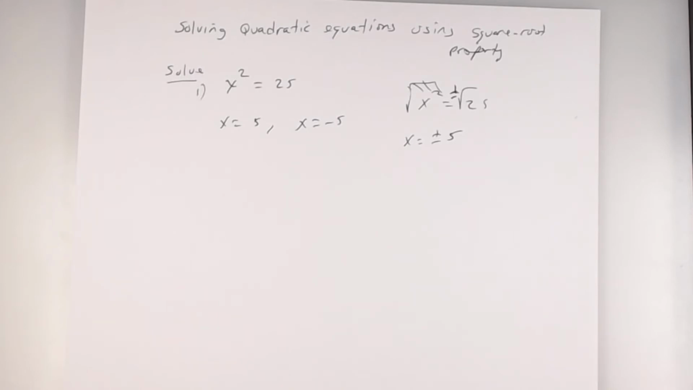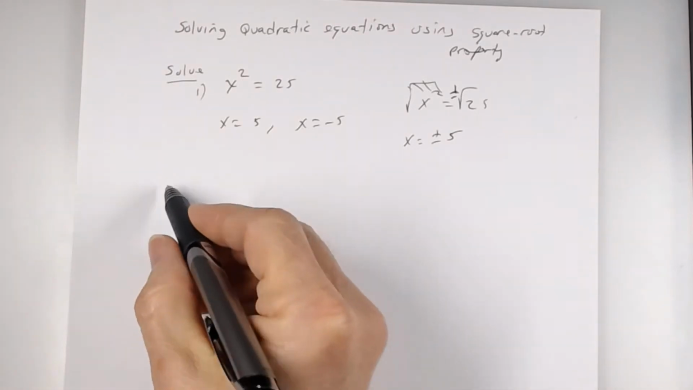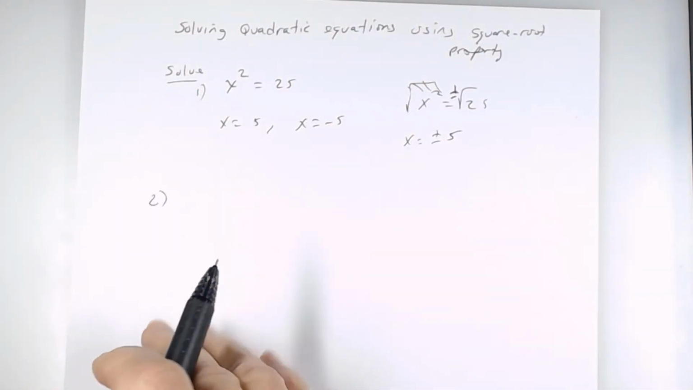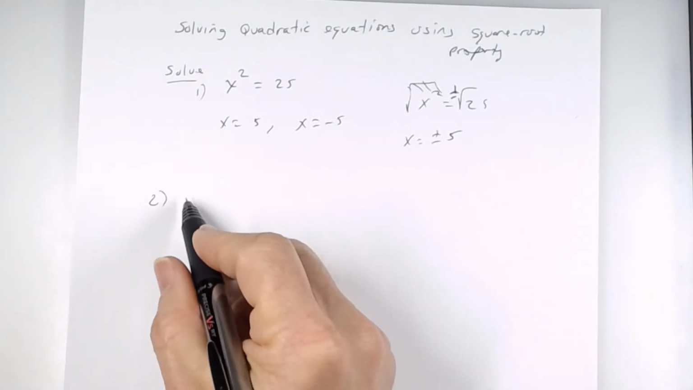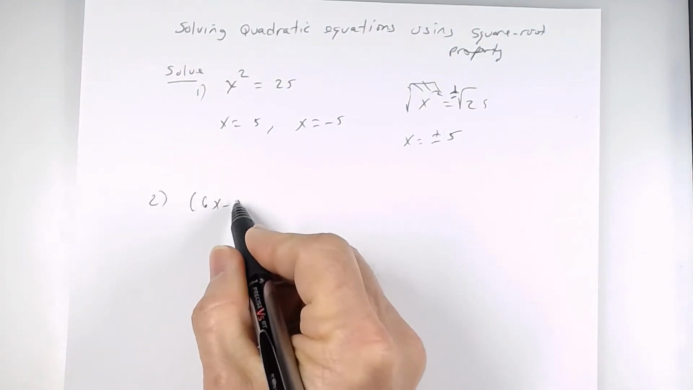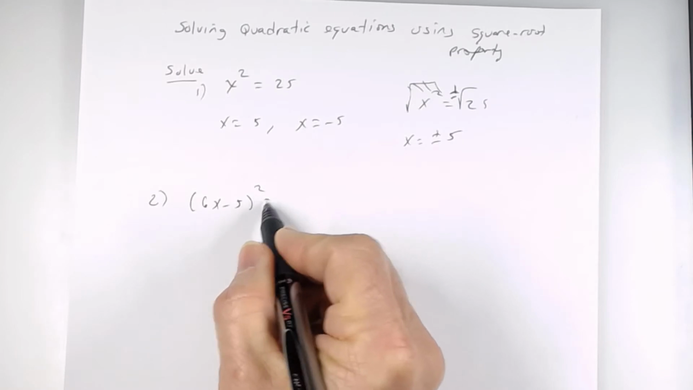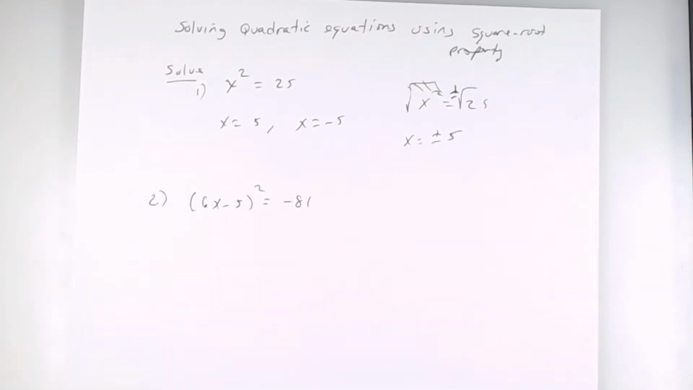So then that takes us to a generalization about this idea. So for example, number 2, I'm not going to do that just yet, but suppose we had 6x minus 5 squared equal negative 81. Now you can't guess at the answer by inspection like we did in number 1. So there's some work you've got to do there.